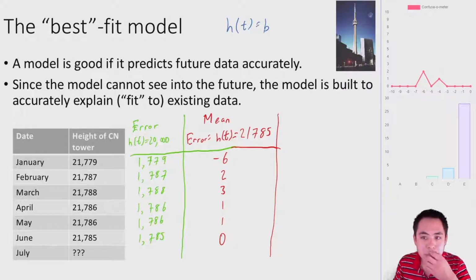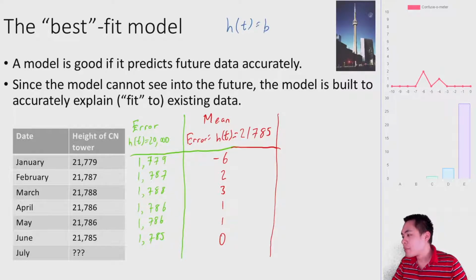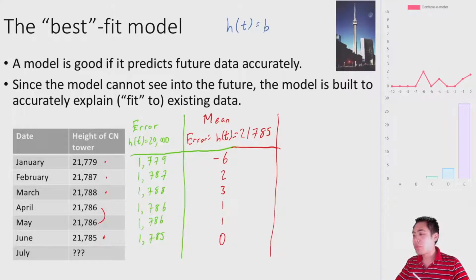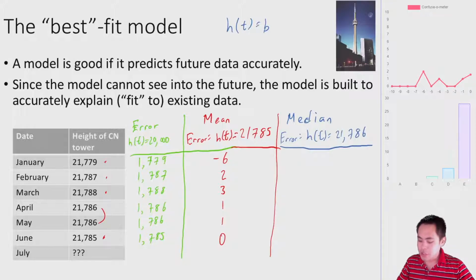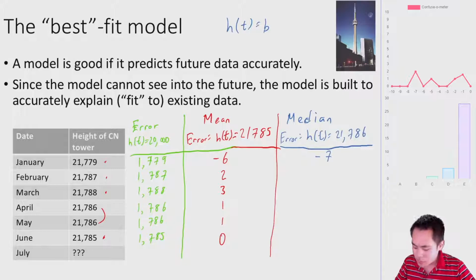We have another guess as well, which is maybe it's the median instead. And that's also a very good guess. So what is the median? Well, we want to take the biggest number, which is this one. The smallest number is that one. Then there are those two middle numbers, and the median is the average of those, 21,786. So Sam was suggesting the median. Let's see what happens when we do the median, which is the error as h of t is equal to 21,786. When we do this, we find that the error is minus 7, 1, 2, 0, 0, minus 1.